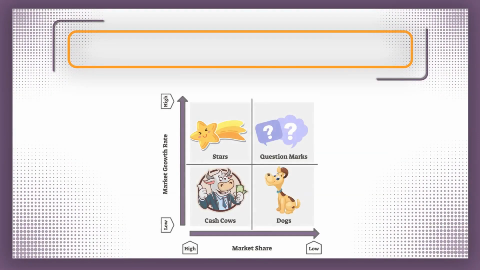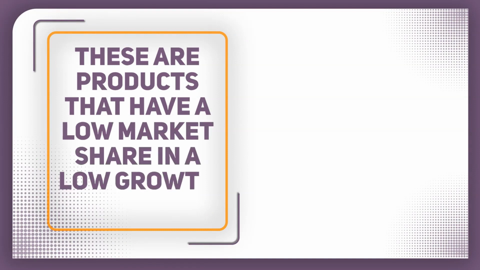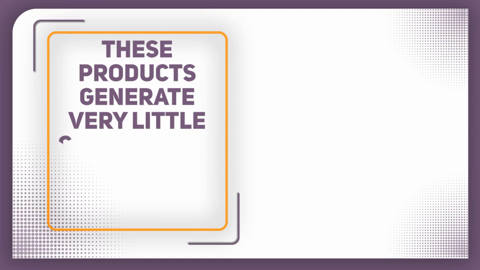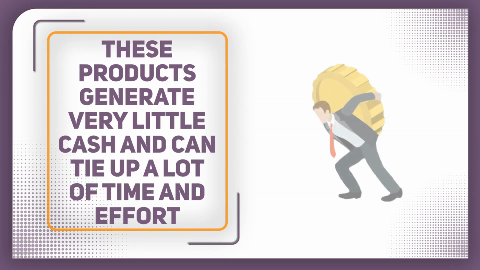As you can see, on the bottom right of the Boston Matrix is the category called dogs. These are products where your business has a low market share in a low growth market. Generally, these products generate very little cash and can tie up a lot of time and effort, a bit like an unwanted dog. However, businesses may try to extend the life of these products by rebranding or repackaging, or maybe even use them as loss leaders for their profitable products.